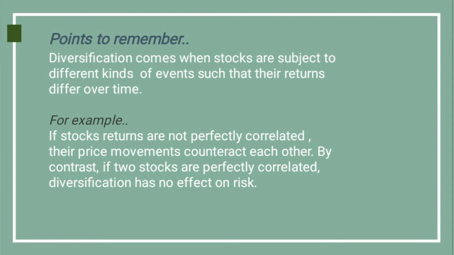Diversification comes when stocks are subject to different kinds of events, such that their returns differ over time. For example, if stocks' returns are not perfectly correlated, their price movements counteract each other. By contrast, if two stocks are perfectly correlated, diversification has no effect on risk. In conclusion, investors are only compensated for risks they bear. Any risks which can be diversified will not be compensated.